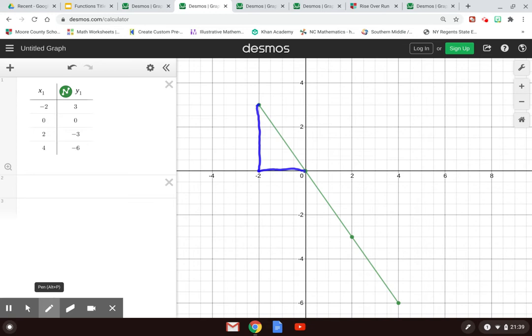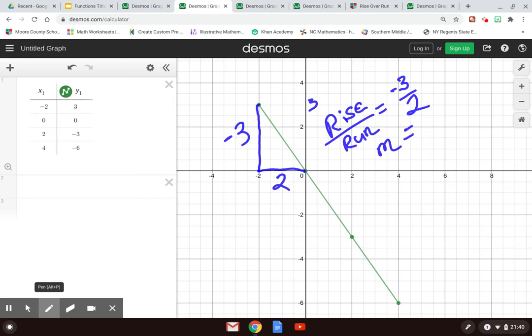So here I was at 3. So I went down 3, 2, 1, 0. So that's going to be what we call the negative rise. So we have a negative 3. And then I went from negative 2 to 0. So that's going to be 2. All right. So again, my rise over run is going to be a negative 3 over 2, which means in an equation, the m value would be negative 3 over 2.